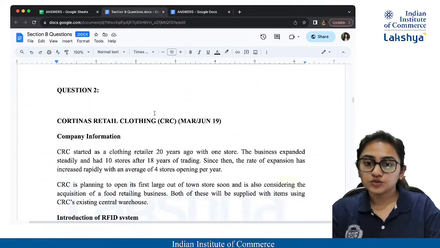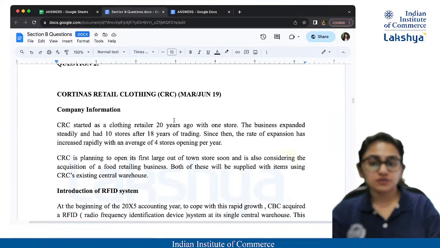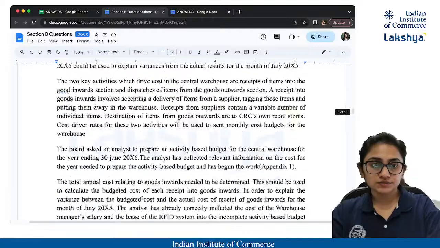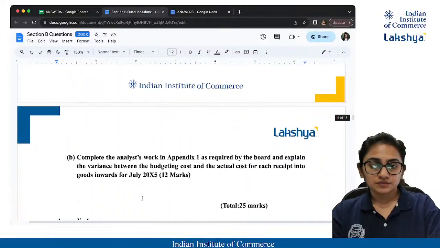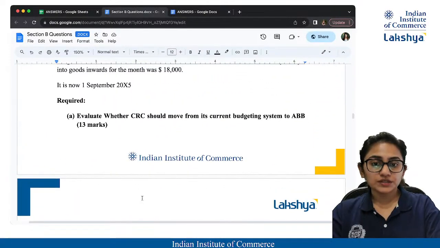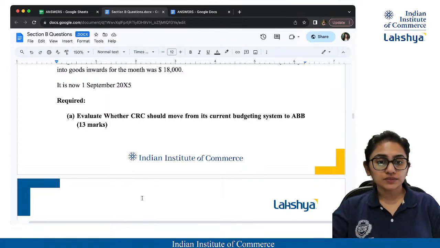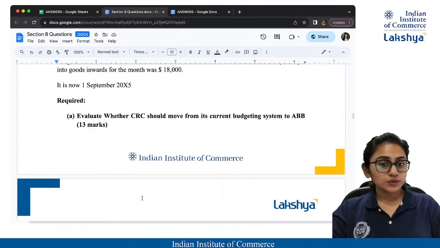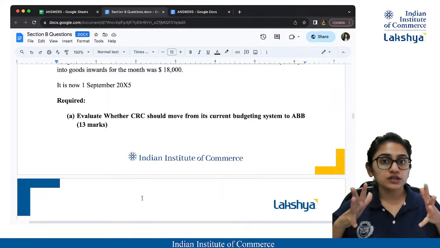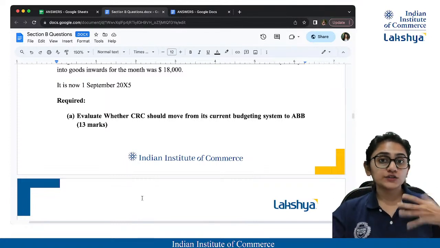Now we have question 2, which is Cortina's Retail Clothing, CRC. Whenever we have a question, we have a practice of reading the requirements first. The requirement: evaluate whether CRC should move from its current budgeting system to ABB. We don't know what their current budgeting is, but they are confused whether they should continue with the current budgeting or move to ABB. For that we need to give them a decision.